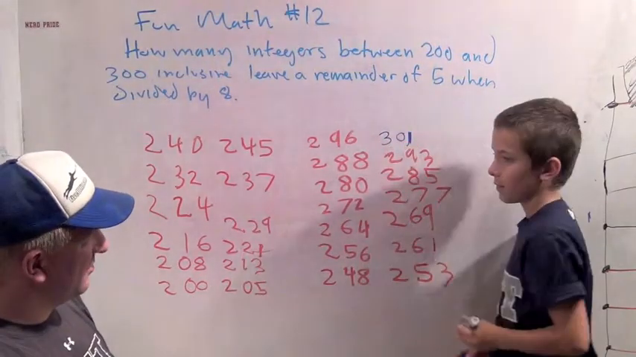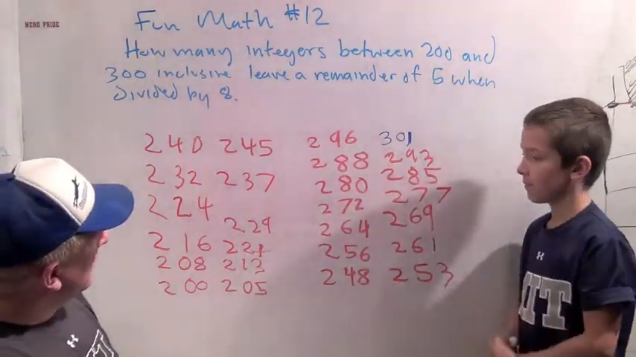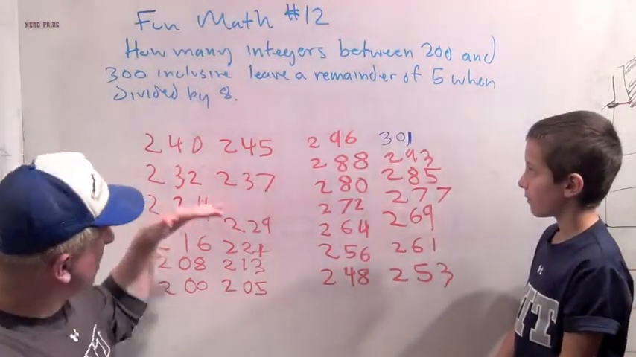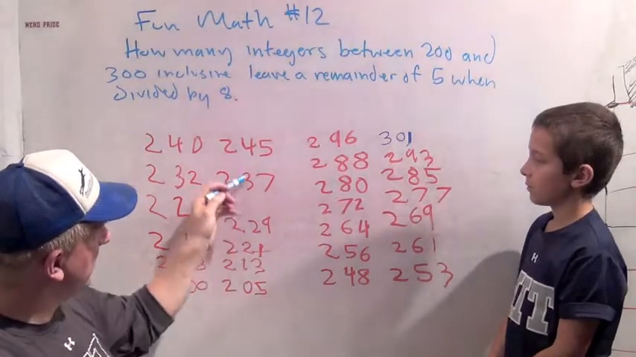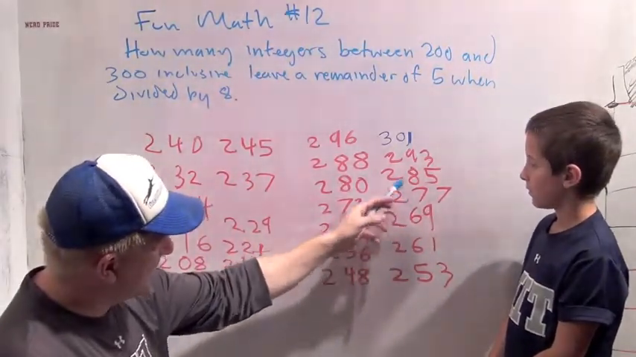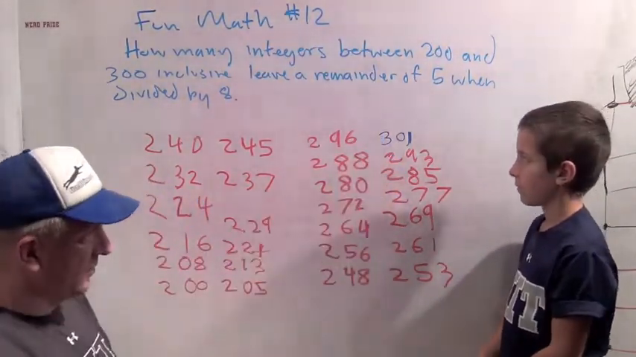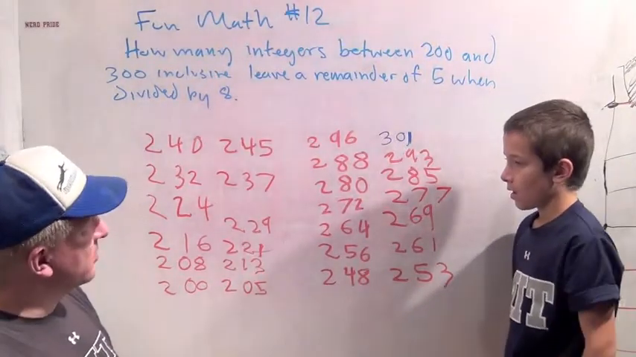Okay, that's good. And then the question was how many leave a remainder of 5 when divided by 8? So we just counted. 1, 2, 3, 4, 5, 6, 7, 8, 9, 10, 11, 12, but not 13, right? Yep. Okay, so the answer was 12.